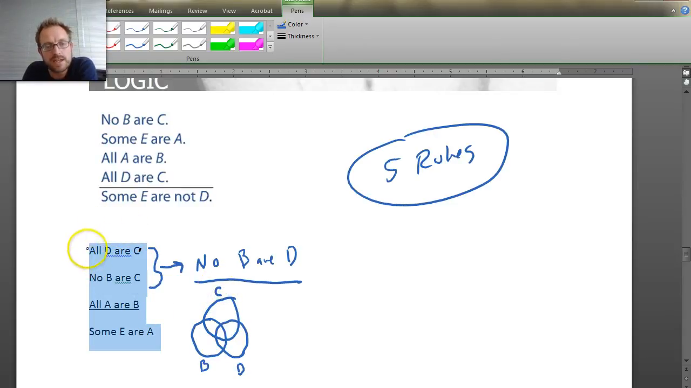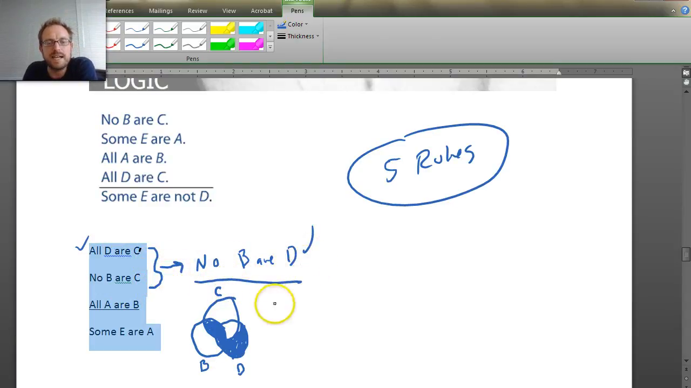So remember, only diagram the premises. So all D are C. If all of the D's are C's, then I've got to fill this stuff in. Okay, all of the D's are C's. So check mark on that. What about no B are C? If none of the B's are C's, then I've got to fill this in right here. So that means that the B's are not C's. When it says no B are D, if none of the B's are D's, here's where the D's are and here's where the B's are, this checks out. This first one is valid, okay?